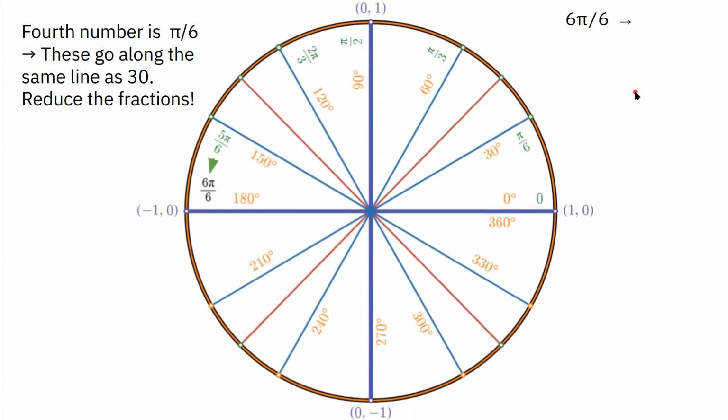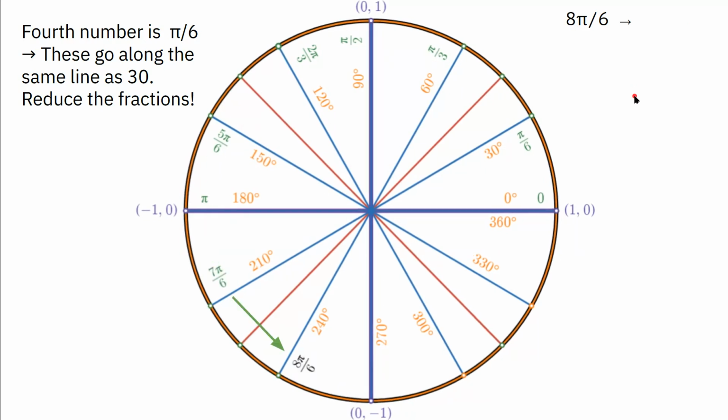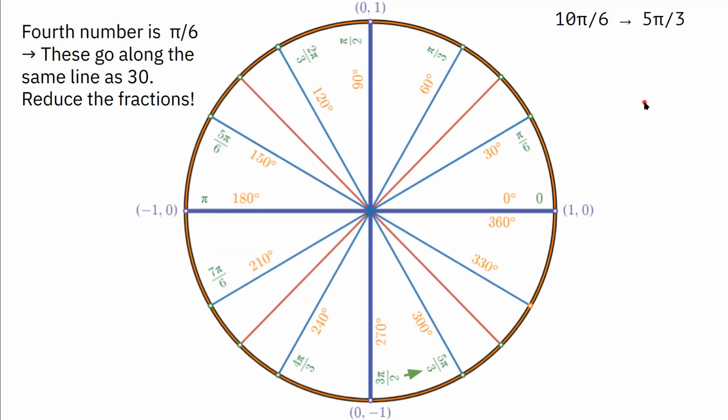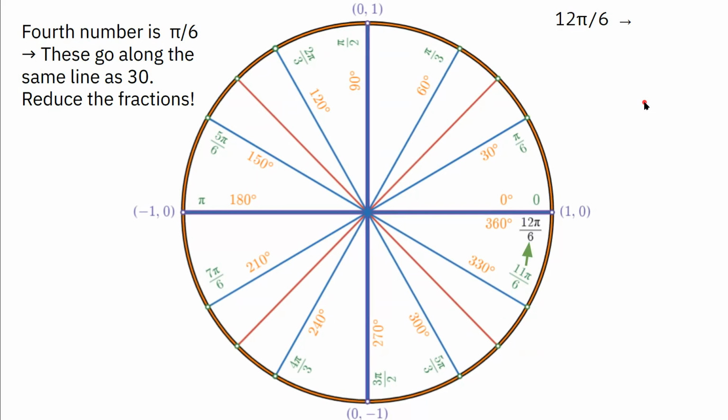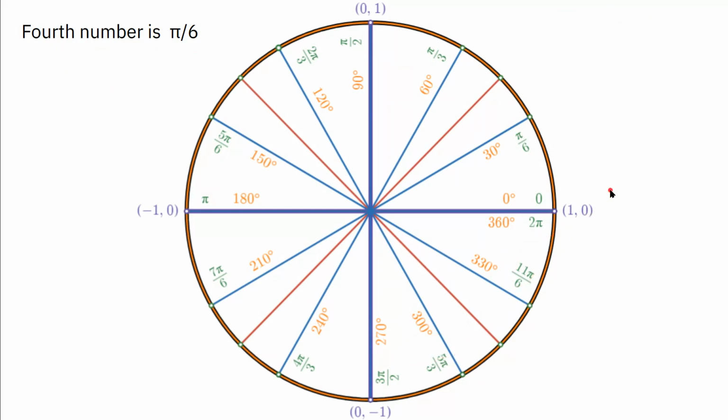5 pi over 6, 6 pi over 6 reduces to just pi, we already had. 7 pi over 6, 8 pi over 6 divided by 2, we get 4 pi over 3. 9 pi over 6, we divide by 3, we get 3 pi over 2. 10 pi over 6, 11 pi over 6, and 12 pi over 6 we reduce to 2 pi again. So again, we just had 30 and pi over 6, and then doing the pattern and reducing fractions as we go, we get the radians.